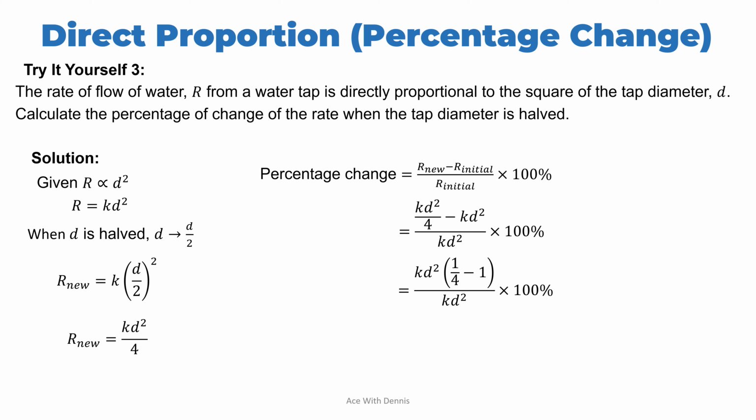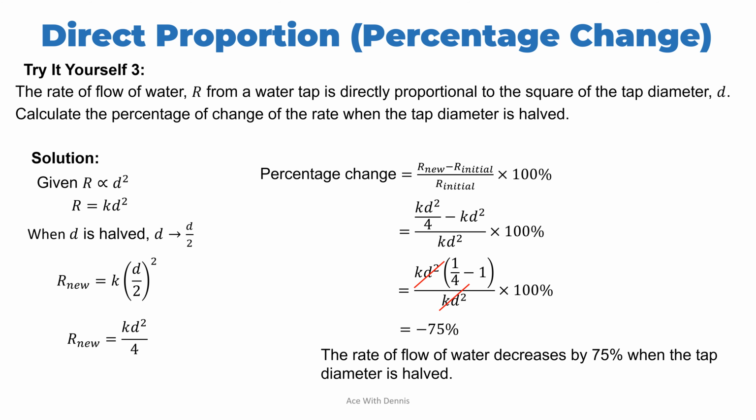Then we factorize kD squared, which becomes kD squared bracket 1 over 4 minus 1 over kD squared times 100%. Then we cancel out the kD squared, and we get negative 75%. Therefore, the rate of flow of water decreases by 75% when the tap diameter is half. Notice that a negative value means the flow is decreasing.